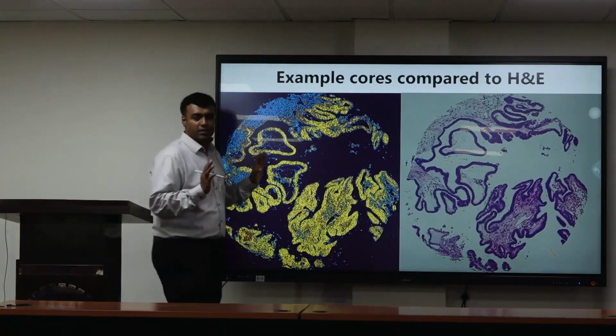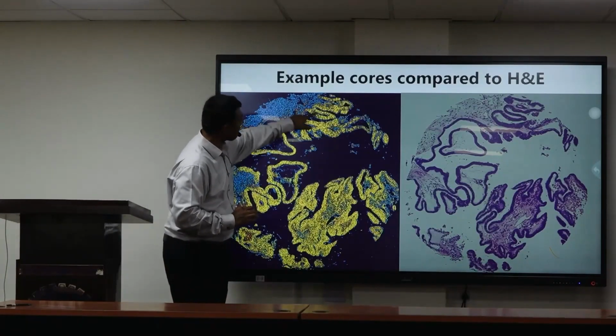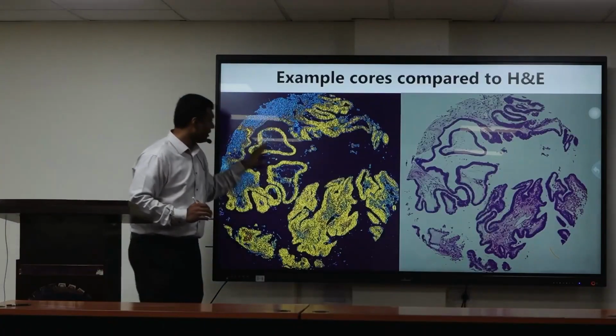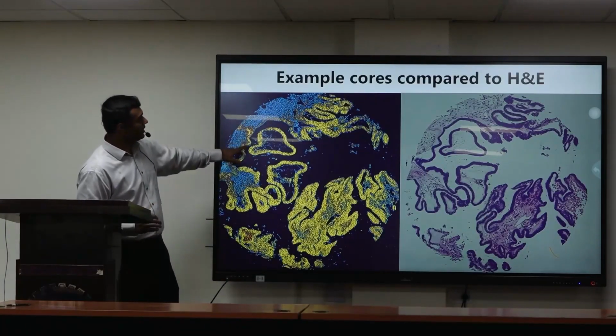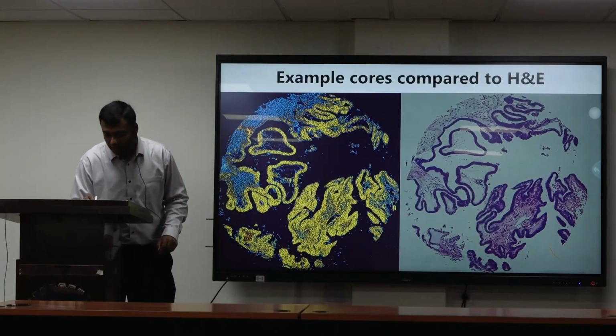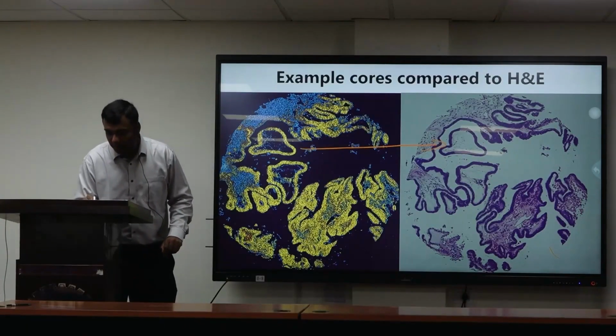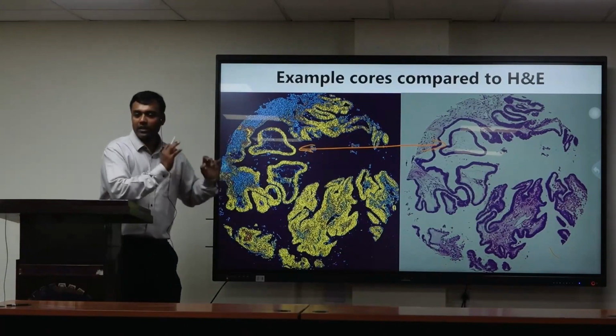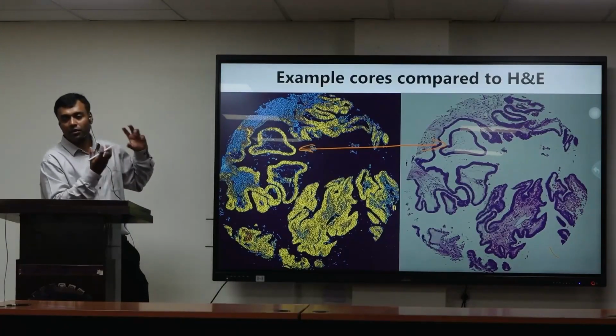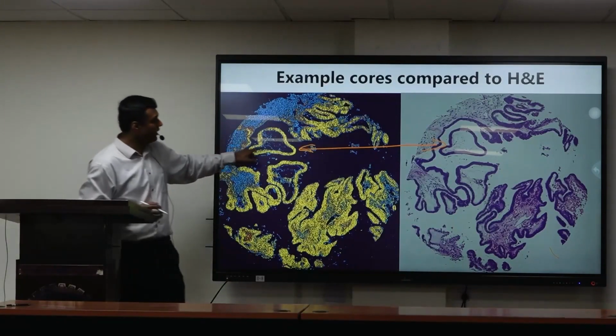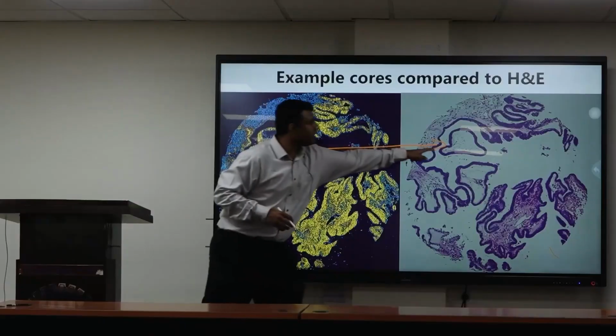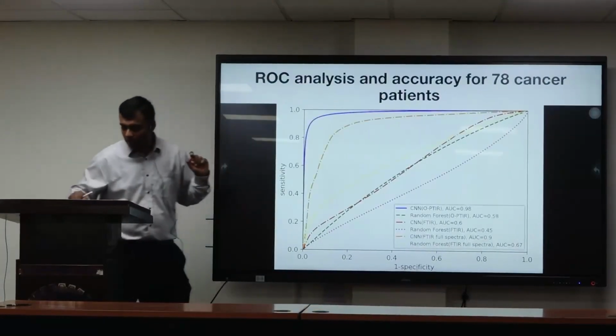What you can see first is that in the raw data, you can see yellow and blue regions. You can see that there is a good correspondence between the yellow region here and the purple region here. This is without adding any chemicals. This is intrinsically what molecules are present. If you look at that, you can see the connection between this.